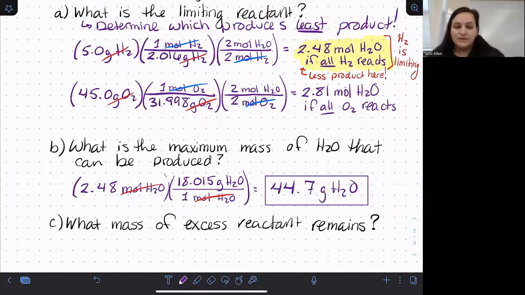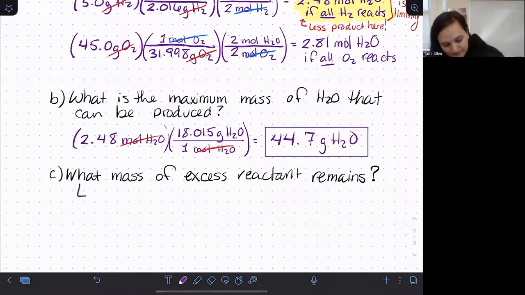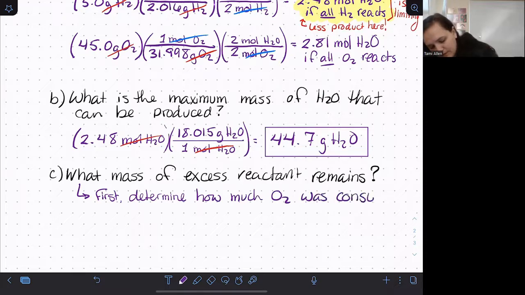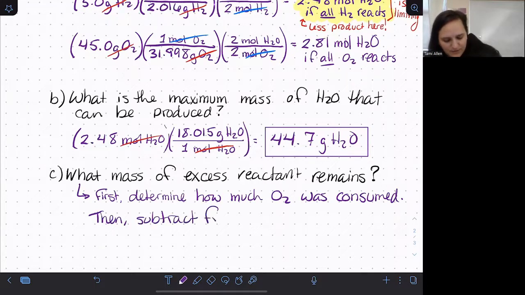The last part asks us what mass of excess reactant remains. So for this one, we need to do a little bit more work. What we need to figure out first is how much of that other reactant was consumed. So first we need to determine how much O2 was consumed, then subtract that from how much we started with.